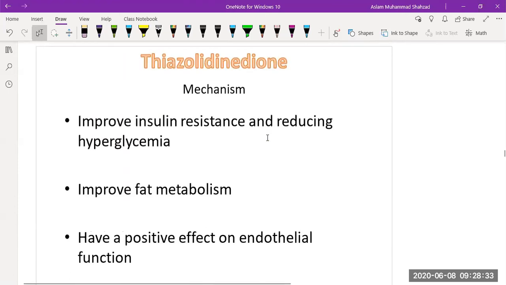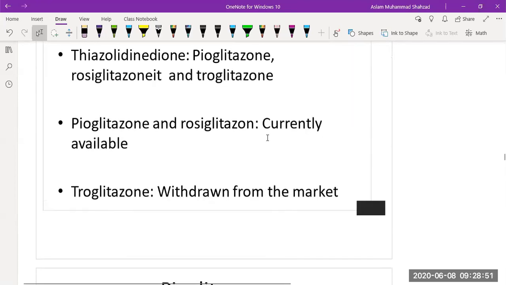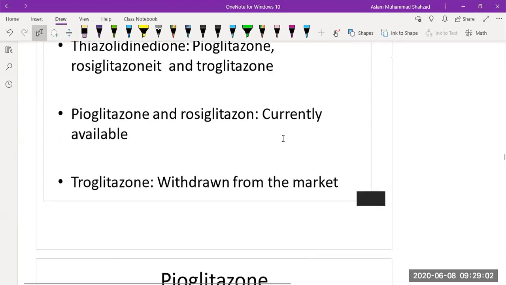Then thiazolidinediones improve insulin resistance, reducing the hyperglycemia. Fat metabolism can be improved by that, and it has a positive effect on the endothelial functions. That is why it is very important. The drugs used are pioglitazone, rosiglitazone, and troglitazone. Most commonly used are pioglitazone and rosiglitazone. Troglitazone has been withdrawn right now.